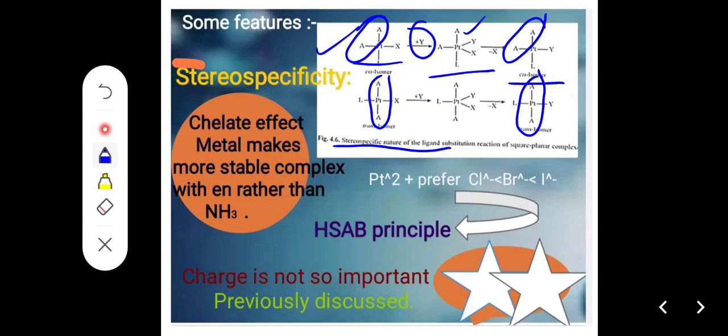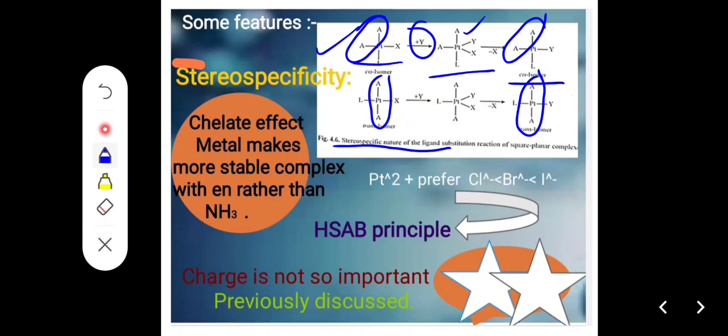So the reactions are highly stereospecific. Now always remember that is stereospecificity. Chelate effect is very important. As we know, chelate effect, that is if metal binds with ethylene diamine, platinum (en)2 is more stable than platinum (NH3)4 2 positive, because ethylene diamine produces a ring structure and that should be more stable, and this can be explained by chelate effect. Because of chelate effect, metal makes a more stable complex with ethylene diamine rather than ammonia.